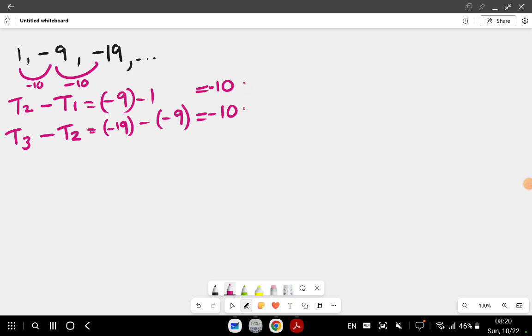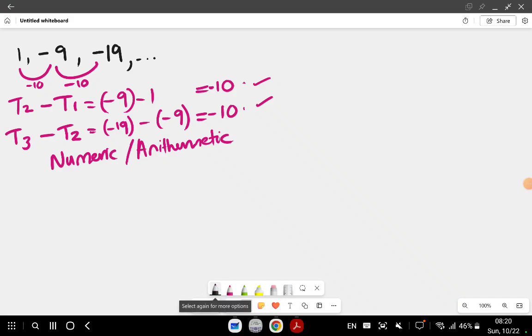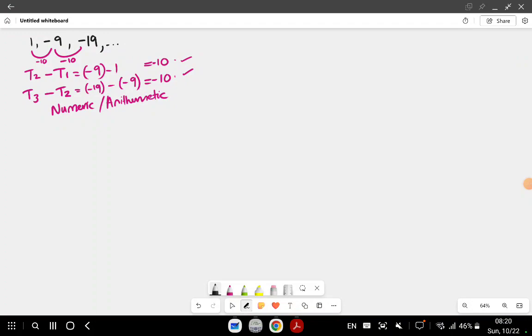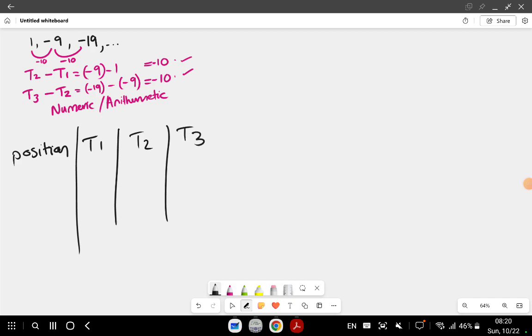Because these two are the same, I now know that I have got an arithmetic sequence. So how do I go about solving this? You need to draw your table and you need to do this from memory. So we start with position, and our positions can be term 1, term 2, term 3, and my last one's going to be term n.